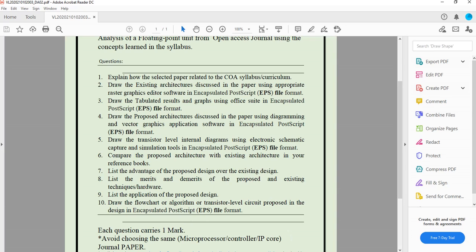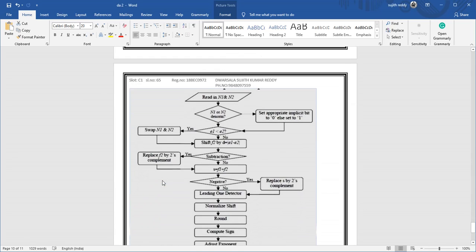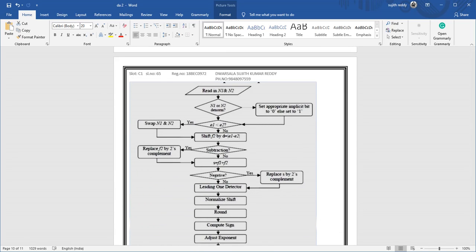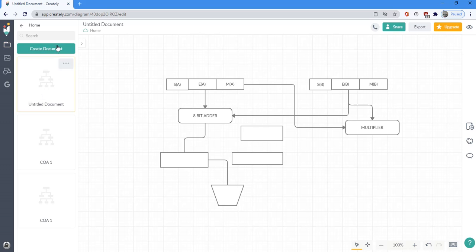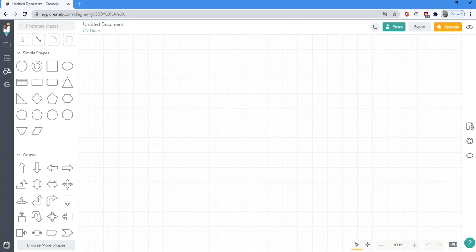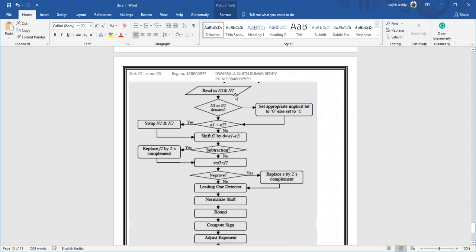So here, this diagram also you can draw using Microsoft Visio, or you can also use the tool that I was previously showing. Create a document, a blank document is created. So now you can either use Creately or you can also use Microsoft Visio, which is very friendly for drawing flow diagrams which are very lengthy. There you can choose whichever component you want.